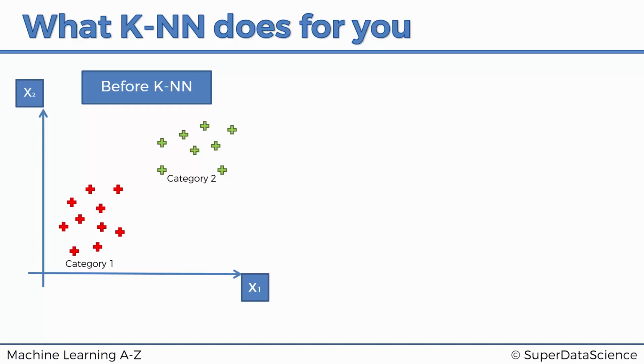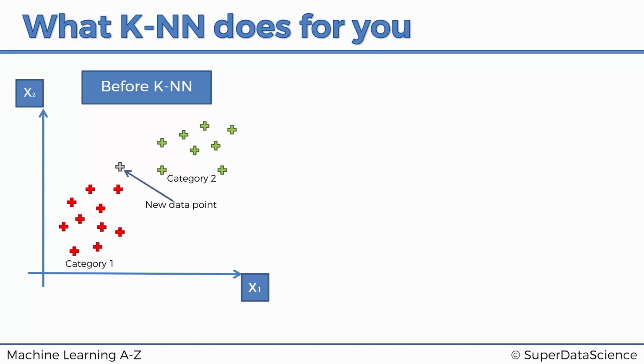So let's imagine that we have a scenario where we have two categories already present in our dataset. We've identified two categories: category 1 on the left, which is red, and category 2 on the right, which is green. For simplicity's sake, we're just going to take into consideration two variables or two columns in our dataset. So all of this grouping is happening based on these two columns, x1 and x2.